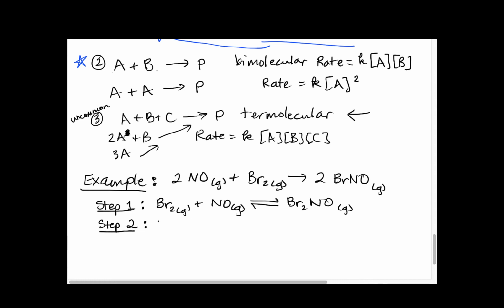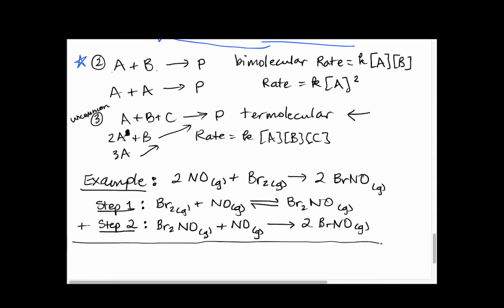In the next step, Br2NO reacts with the other nitric oxide and forms the product, 2BrNO gas. And if we add these two together, we will notice that this BrNO cancels out with this other BrNO, and we get the exact stoichiometry, this net reaction that we had right up here, which is good because that's what it has to do.